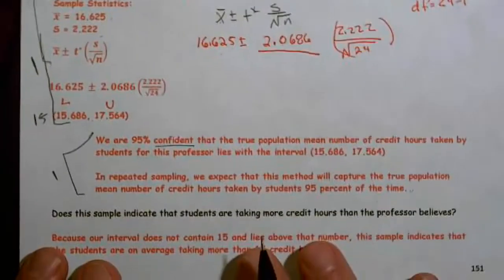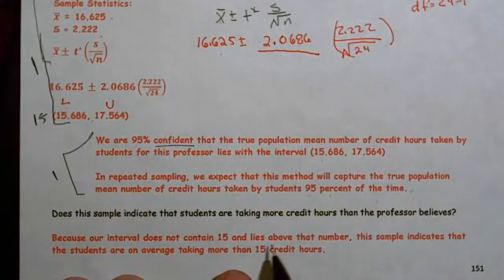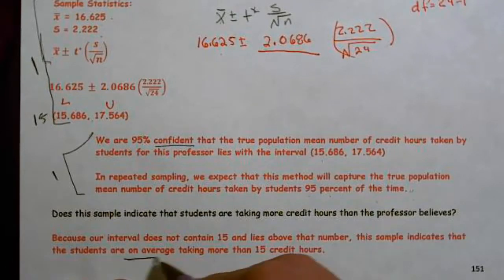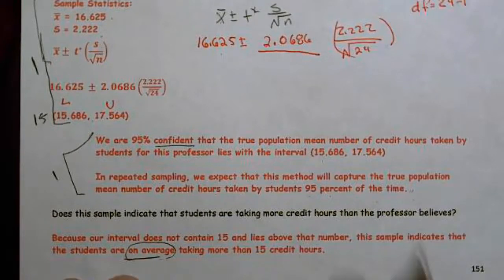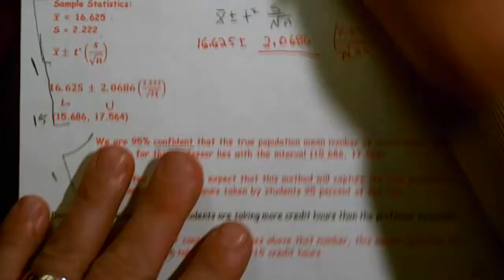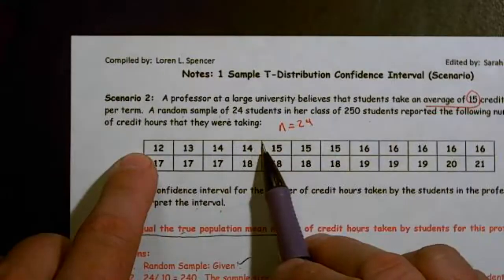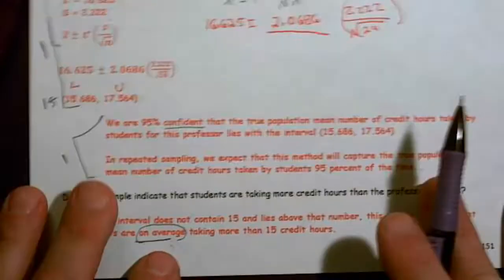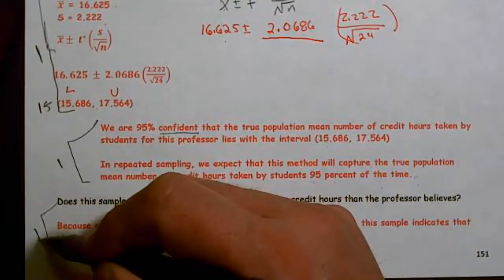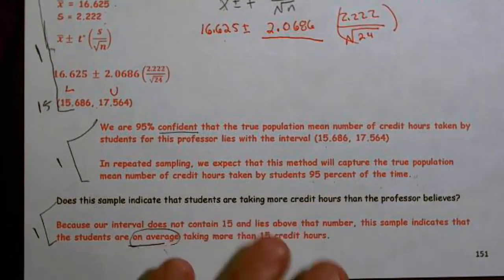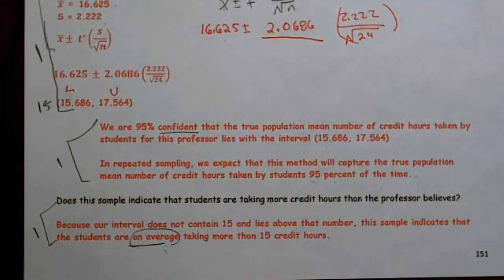So because our interval does not contain 15 and lies above that number, in other words, our interval is above that number, this sample indicates that the students are on average taking more than 15 credit hours. Notice I included the words on average. It's not that all the students are taking more, the students are taking on average more than 15 credit hours. Because guess what? We have a group of students who are taking less than 15 hours. So you have to say on average, okay? And this part right here would get us typically the fourth point, and that's how you get 4 points for this question if this was on an AP exam.